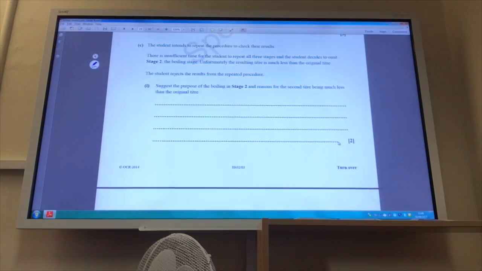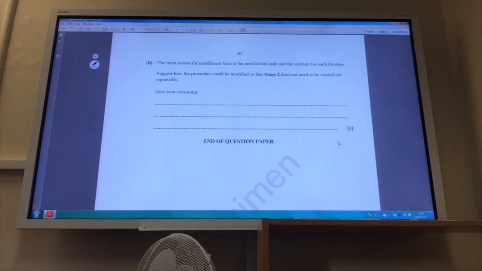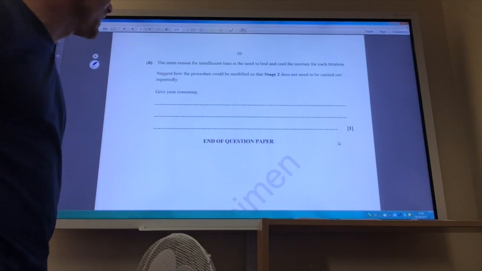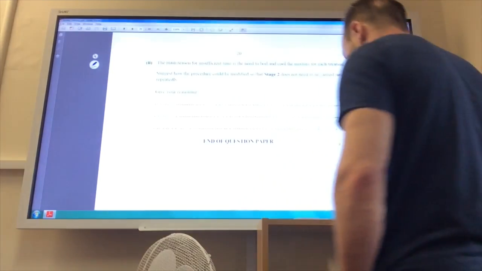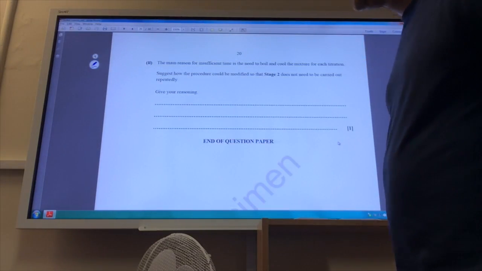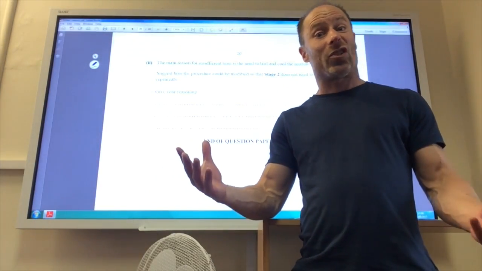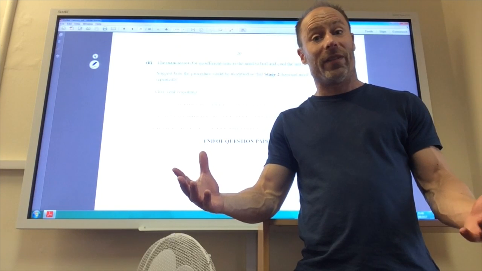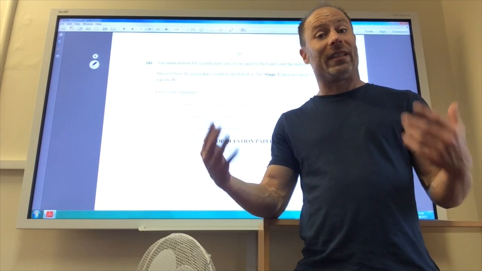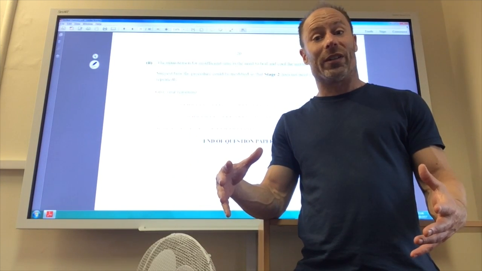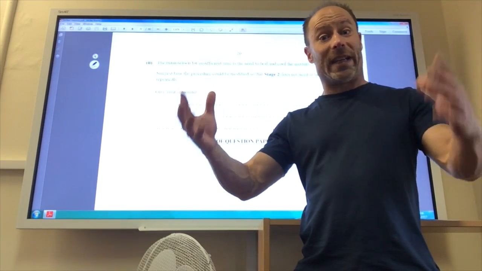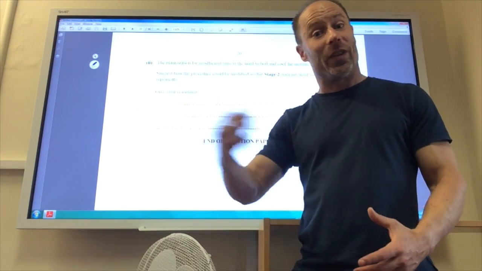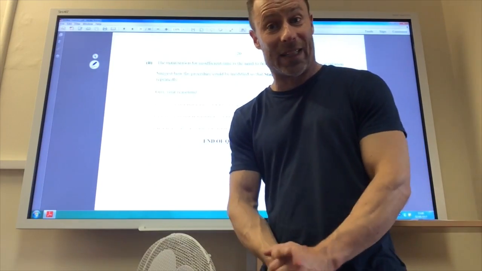And then finally, for this paper, the main reason is insufficient time: you need to boil and cool the mixture before each titration. How could I modify this procedure to make sure I don't need to do this? Well, I could just make a larger batch to start with, boil it all up together, and then allow it to cool down. So just do it once, rather than keep doing individual batches. Do it all at the beginning and then take off the amount I need for each titration. Makes it a lot easier.